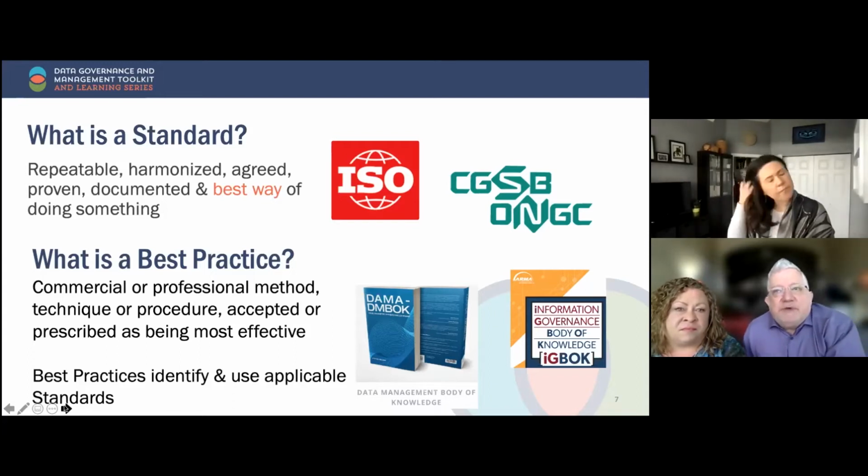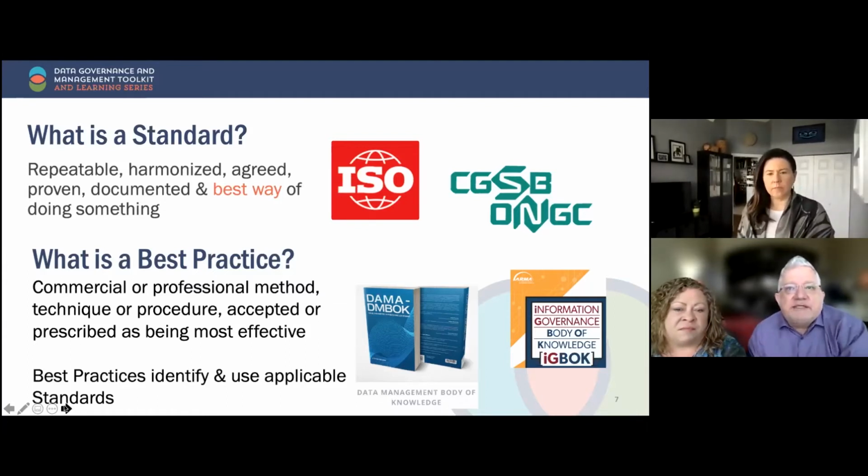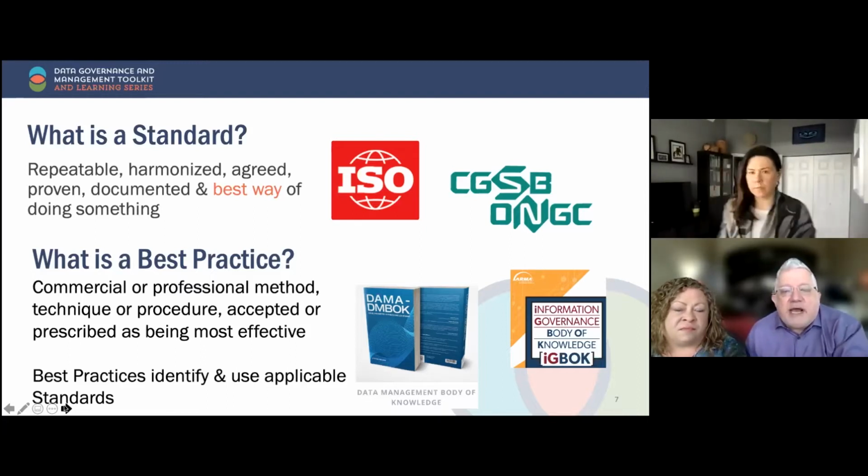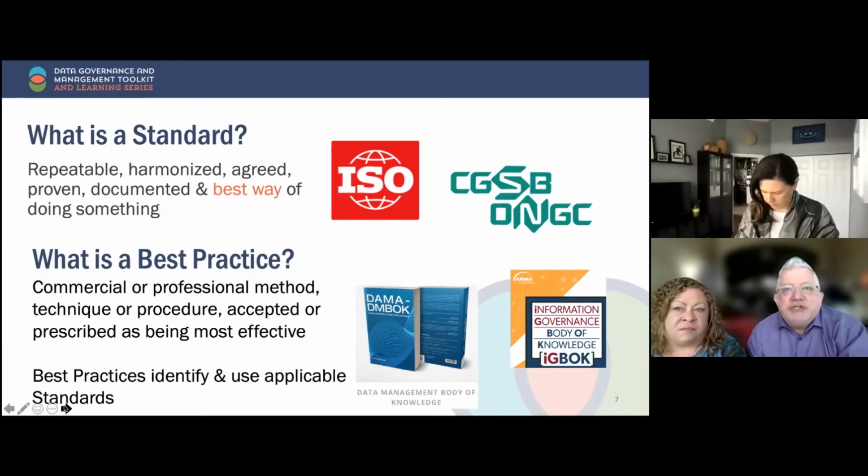Now, to date, there is no data governance standard, but there are lots of records management and information standards. On the bottom right of the slide, it also shows you some of the best practices. We have the DAMA Book of Knowledge, or DMBOK, and the information governance best practices called ARMA's IG Book of Knowledge, or IGBOK.